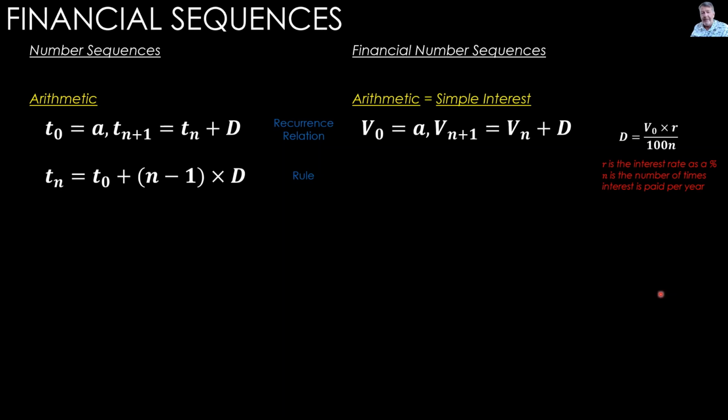What about the rule, though? See any differences there? I do. Look at that, n and n minus 1. Again, with an arithmetic number sequence, we need to include the first term, but that's taken care of there. With financial, we don't need to include the first term because it's already included. We're only interested at the end of the first month. We don't need the first value in there.